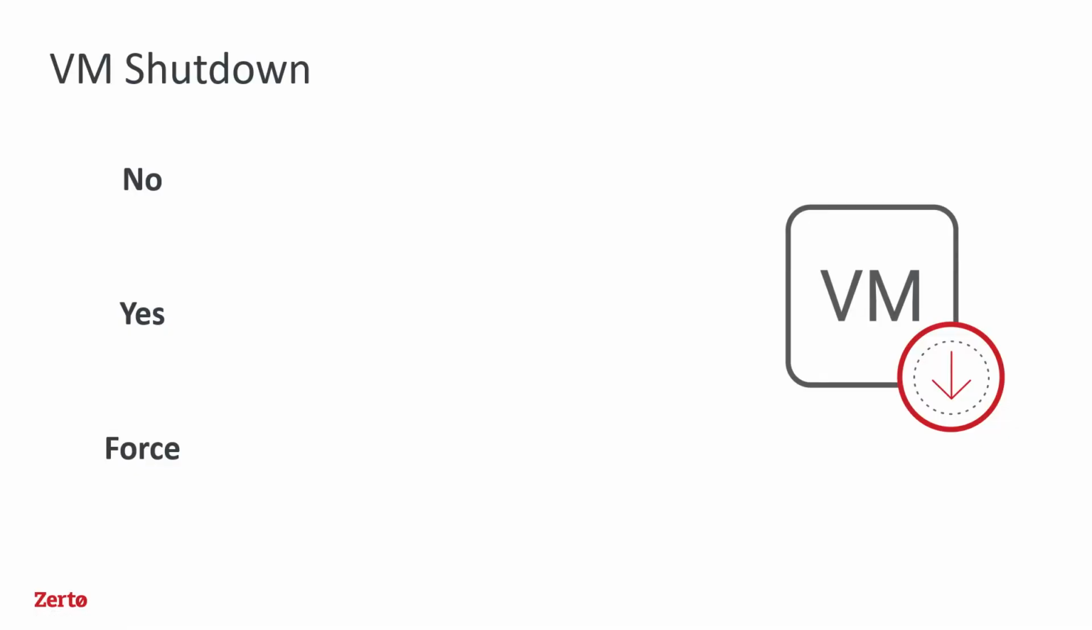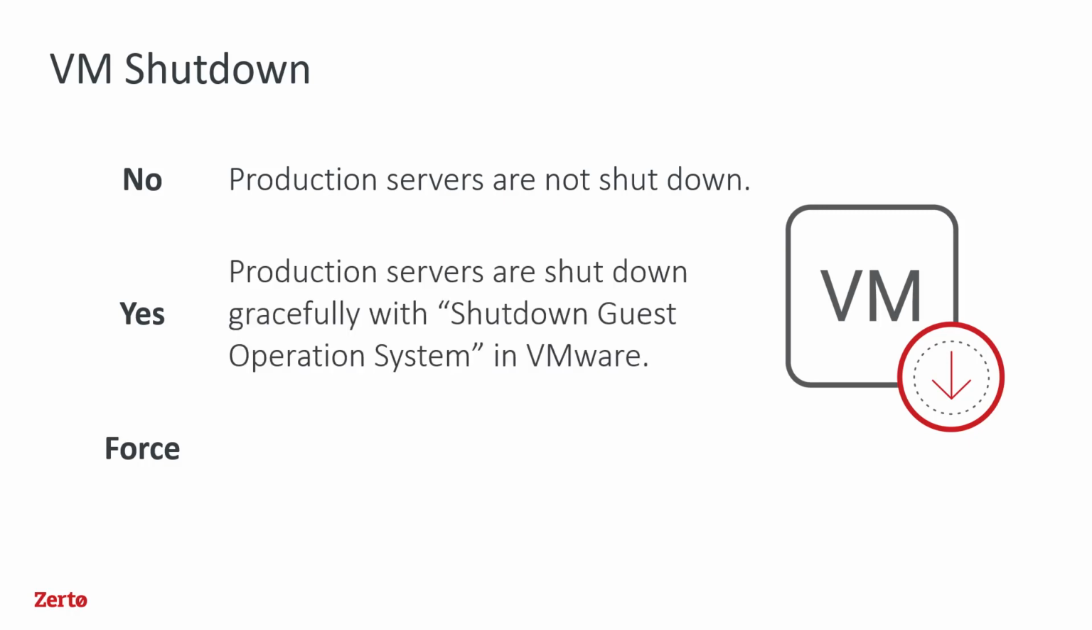The VM shutdown operation determines how the production server shutdown will be handled. This option can be set to no, yes, and force. When no is selected, it will prevent Zerto from shutting down the production servers during the live failover process. If you set this option to yes, the servers will be gracefully shut down using the Shutdown Guest Operating System option in VMware. However, a graceful shutdown will only be successful if VMware tools are installed. If you choose Force, the servers will be forcefully shut down. This option should be selected if the server does not have VMware tools installed.